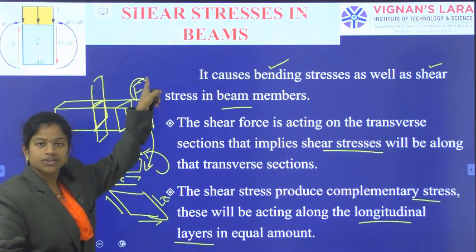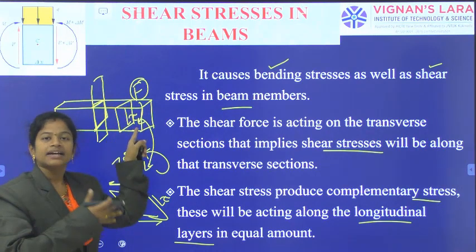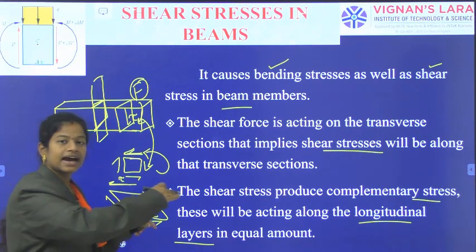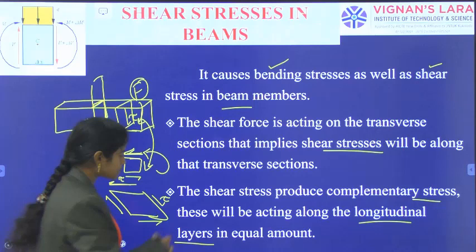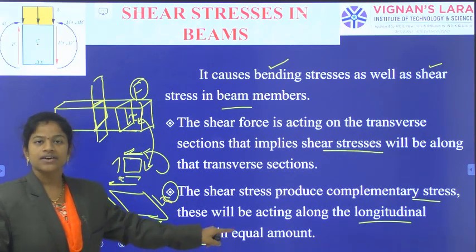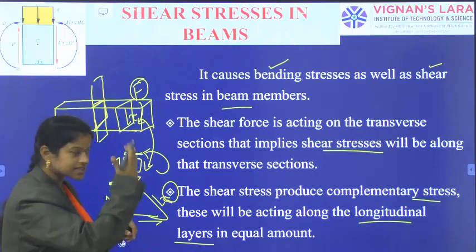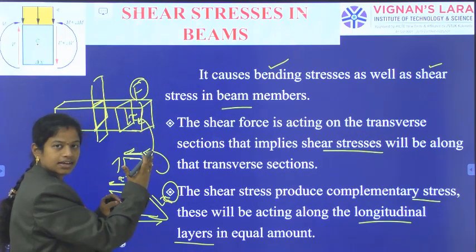Okay, so the shear force at a section is causing shear stress along the transverse section, and those shear stresses are having complementary stresses and they are applying on the longitudinal layers of the beam member. So this point is important for us. Why? The shear stress is like this. Even though the shear force is like this, it is causing shear stresses in this direction only.